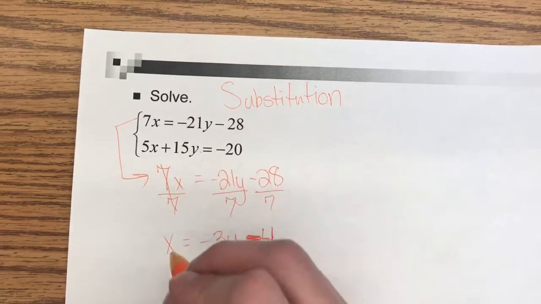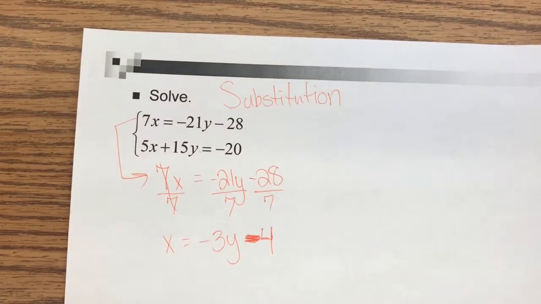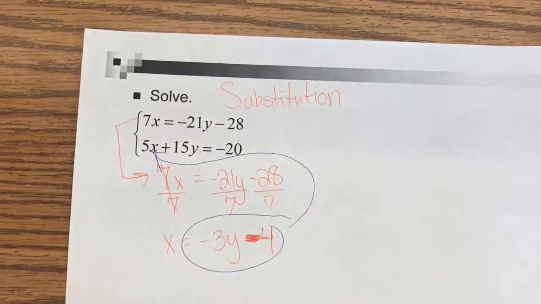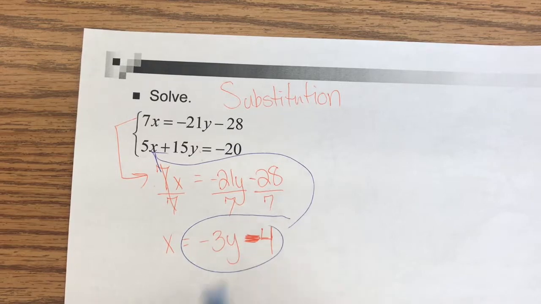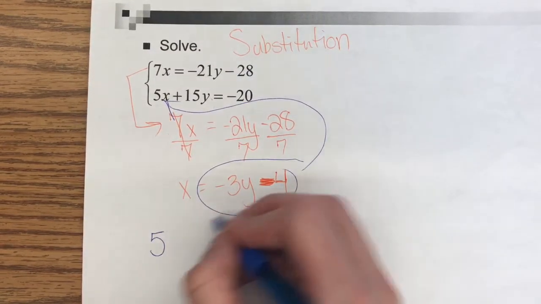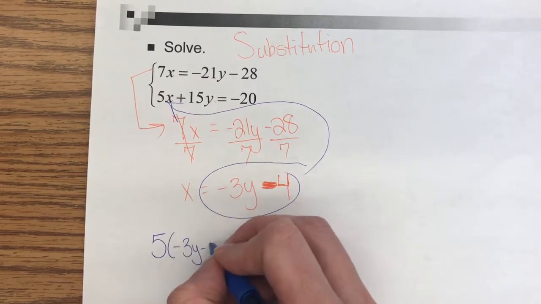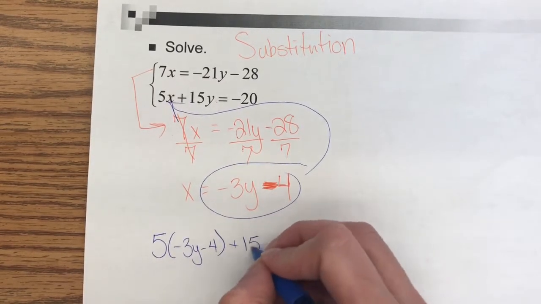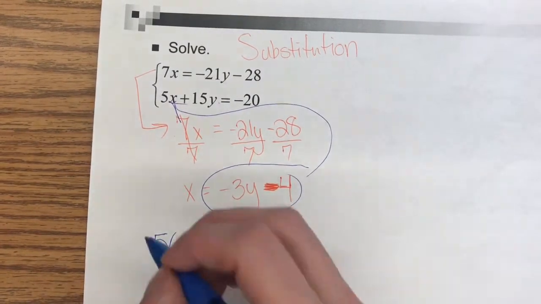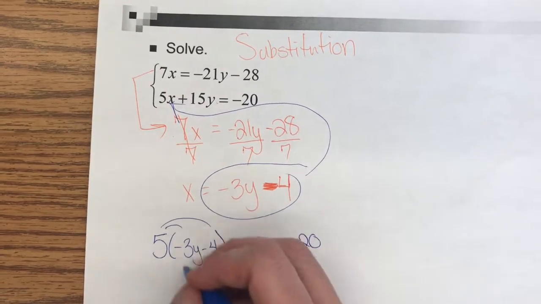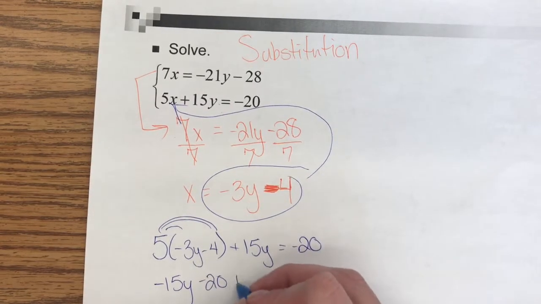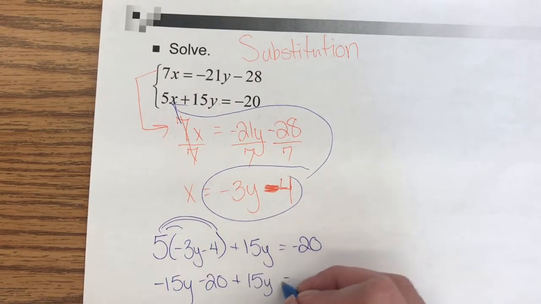Now that I have what x equals, I did that on the top equation, I'm going to substitute this guy into the bottom equation. X is negative 3y minus 4. So I'm going to rewrite the bottom equation and replace x with negative 3y minus 4, plus 15y equals negative 20. Distribute. 5 times negative 3y, negative 15y. 5 times negative 4, negative 20. Plus 15y equals negative 20.